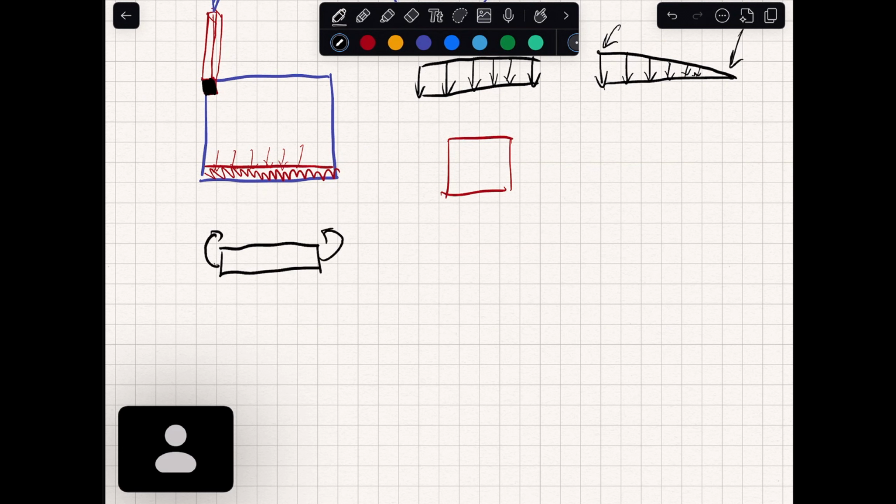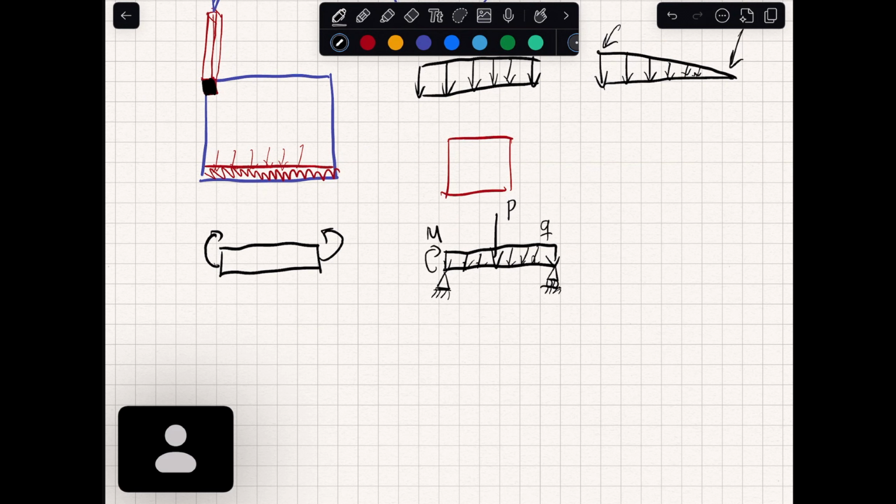And all forces can be broken down into a combination of this. So for example, it's very common to have a beam like this, with a point load in the middle, call it P, a distributed load, call it Q, and a bending moment, call it M.